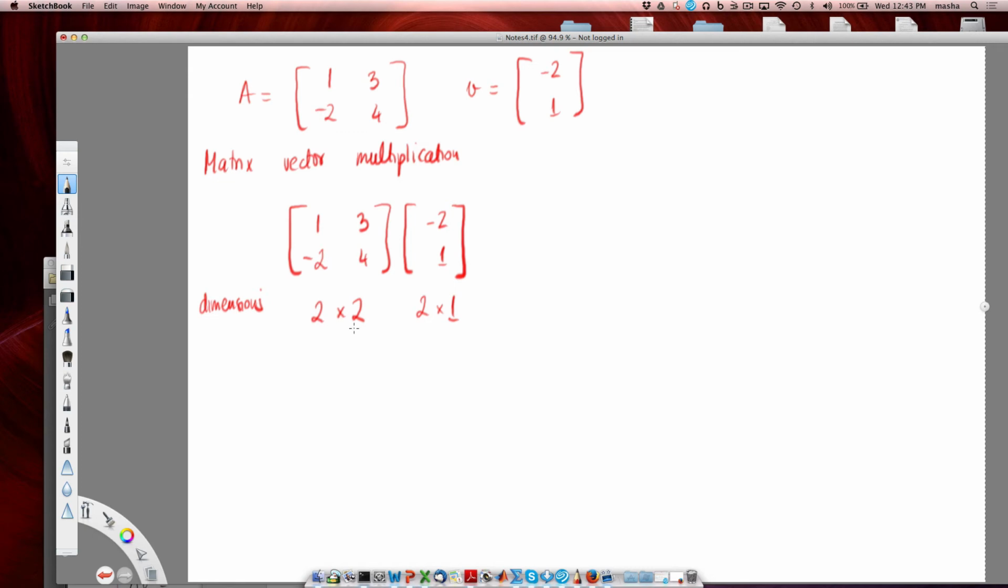So I have 2 by 2 and 2 by 1. One thing that we're looking for in order to be able to do this is that the so-called inner dimensions, which in this case means these two, have to match. Or they have to be the same. Therefore, I can proceed. So multiplication can be done if inner dimensions match.